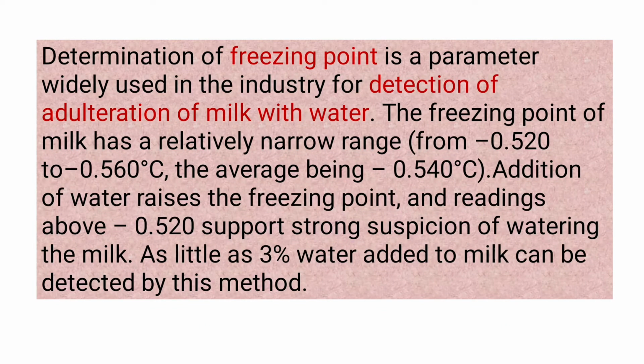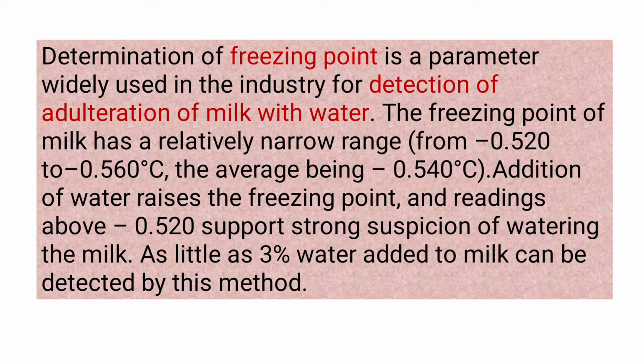Determination of the freezing point is a parameter widely used in the industry for the detection of adulteration of milk with water. The freezing point of milk has a relatively narrow range. It should be from minus 0.520 to minus 0.56 degrees Celsius. The average should be minus 0.54.